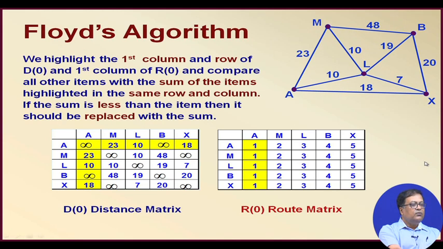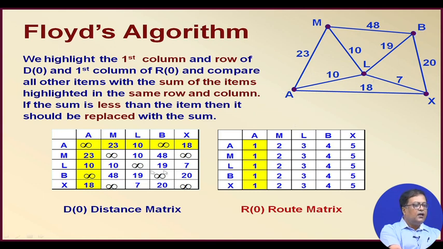At this second round, what do we do? We highlight the first column and the first row, right. We have highlighted the first column and the first row, and here this column. So, what do we do now? We try to find out the distances through A, right. All the distances we are now finding through A. So, M to X, what is the distance through A? B to L, what is the distance through A?